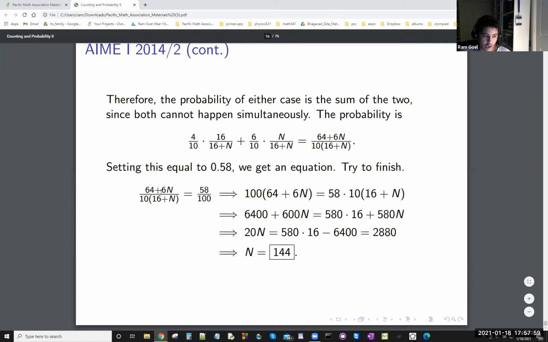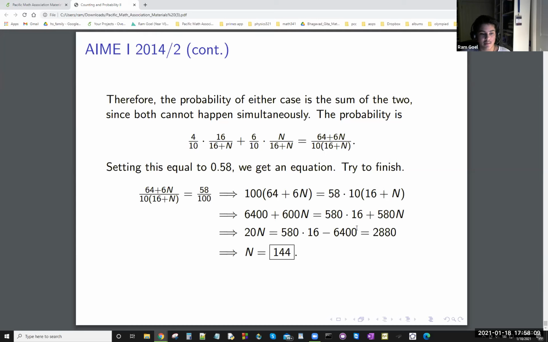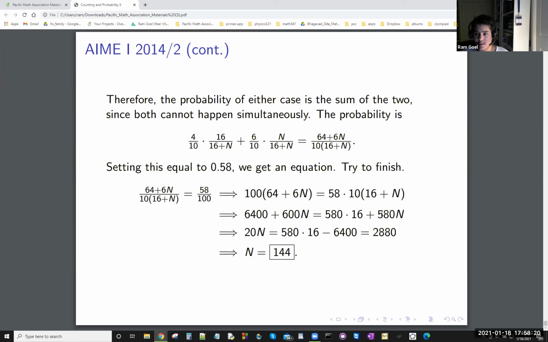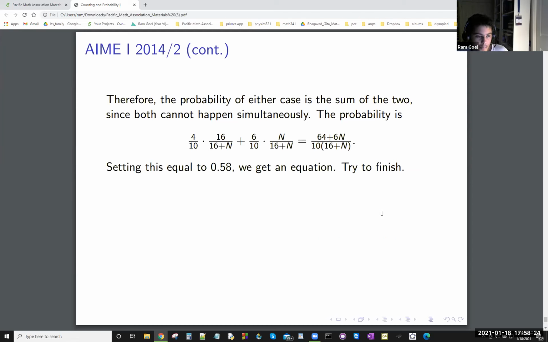So cross multiplying, you get 100 times (64 plus 6n) is 58 times 10 times (16 plus n). Expanding both sides gives you 6400 plus 600n on this side, so it's just a linear equation. And from here you can solve for n pretty easily to be 144. All right, so let's recap the main ideas. The algebra at the end was relatively straightforward if we got to that step.